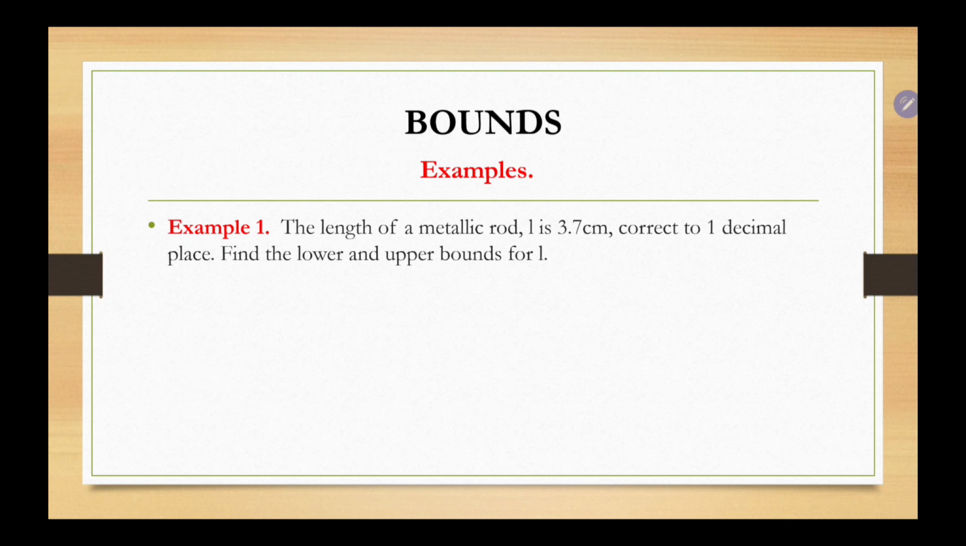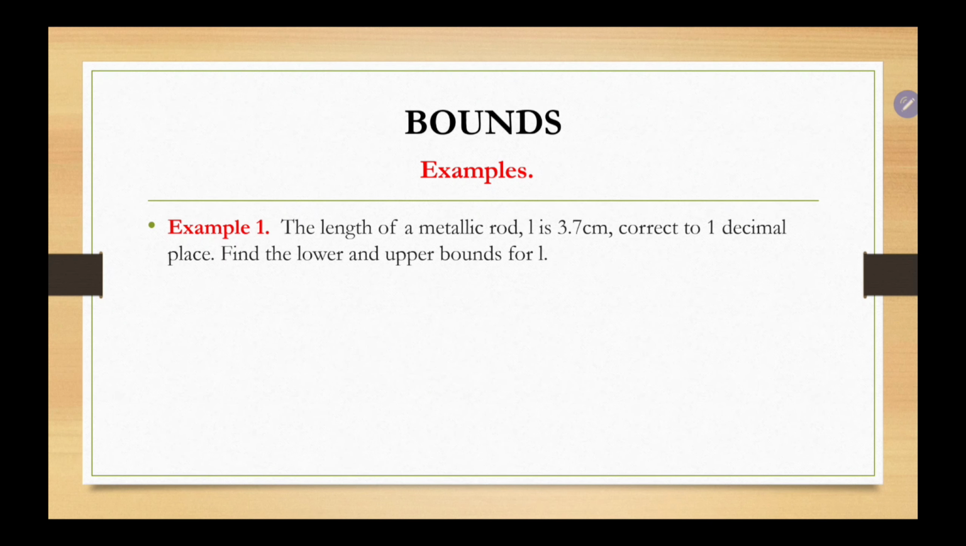Before we move in, I would like to explain that the degrees of accuracy are always given in powers of 10. So what does that mean? If you have 1 decimal place, it simply means you're talking about 1 over 10, which is 0.1. And also, if they say correct to 2 decimal places, it means they're talking about 1/100th, and that means 0.01. Okay, now let's continue.